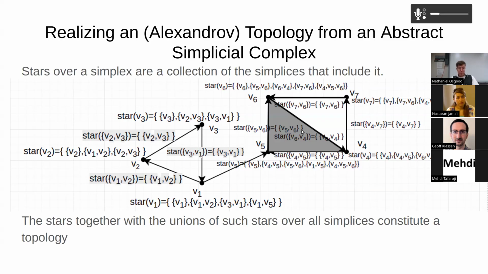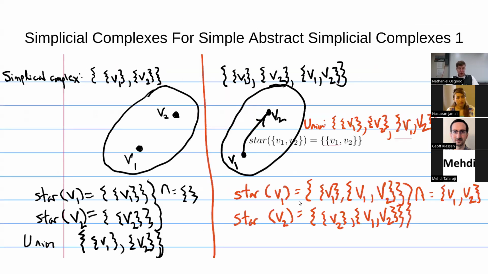But the stars, together with the unions over these, will constitute a topology. And again, here we have stars not just for the vertices, but stars for higher level things. And if you consider them and you take their intersection, you'll find that it's familiar. It's also a star.